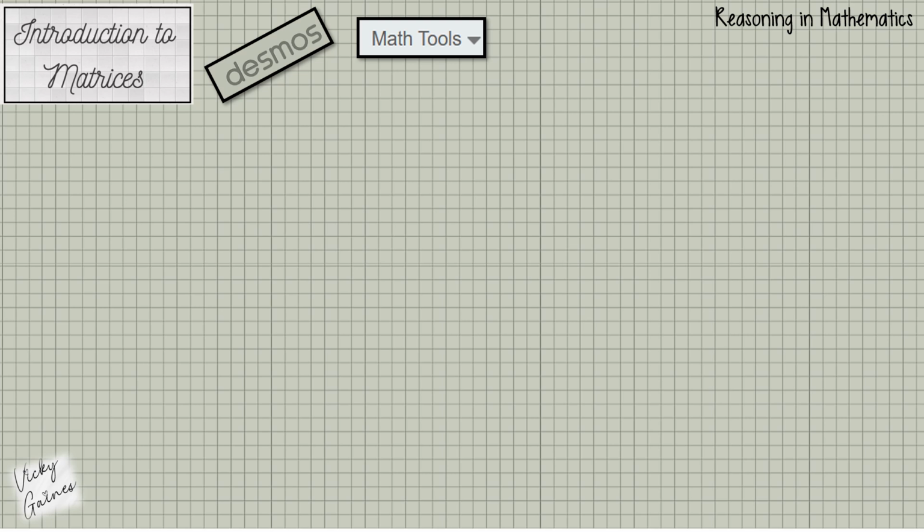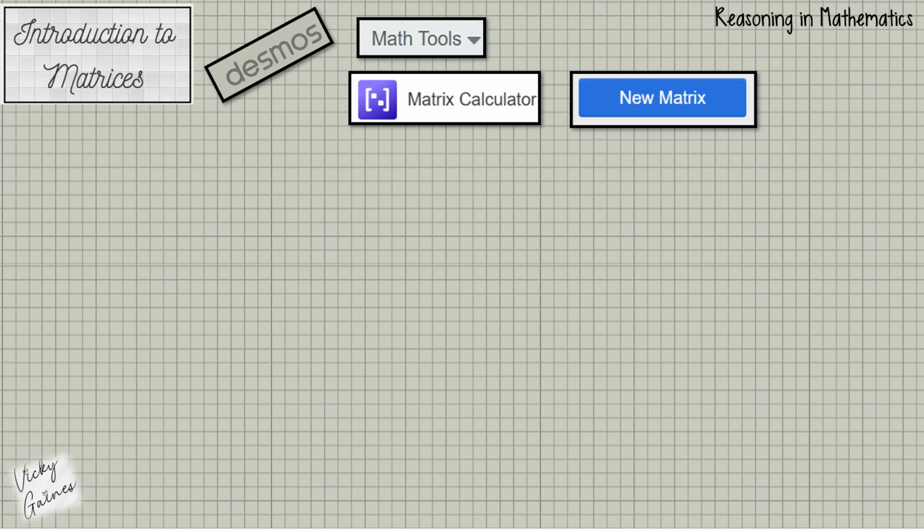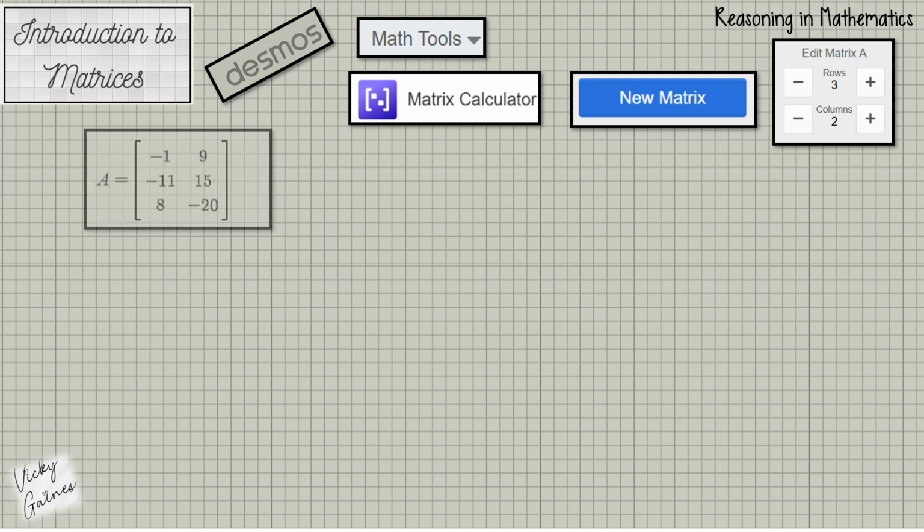Desmos. We're going to go to Desmos, and if you go to Math Tools, they have an option, it's down a ways, called Matrix Calculator. So we're going to put in the matrices A, B, C, D, just like the matrices we used before. We're going to have to put in the dimensions, and the first one's a 3 by 2. So there's A. We're going to type those in.